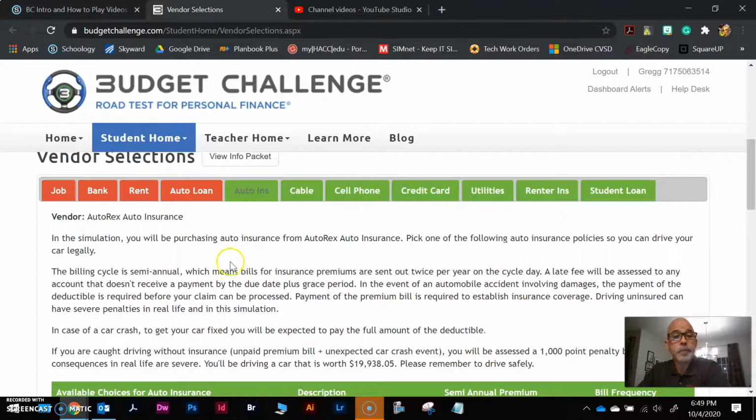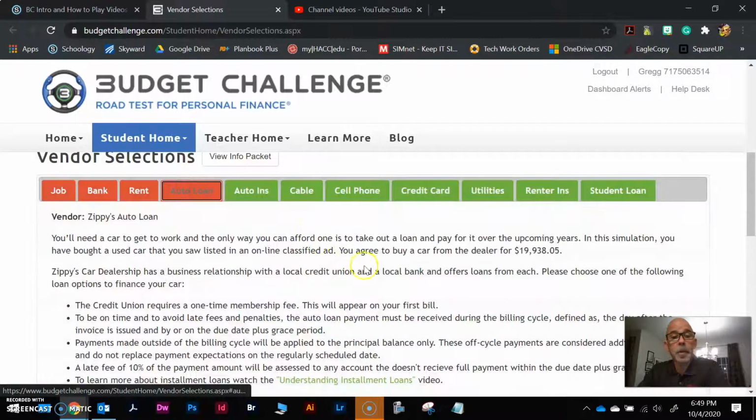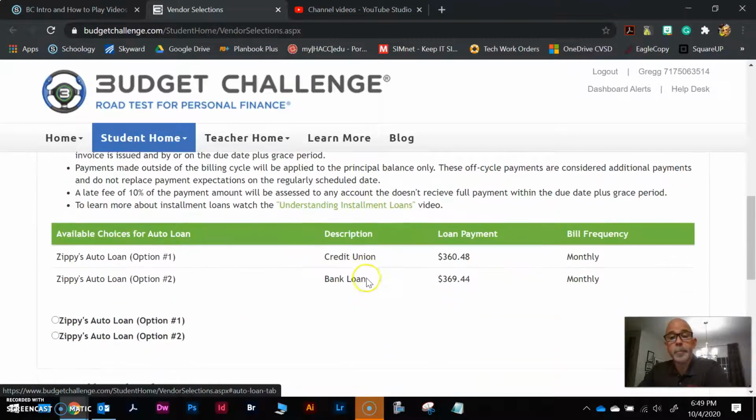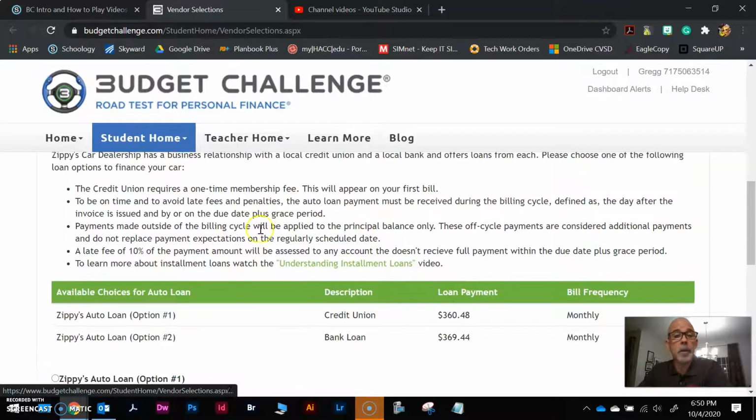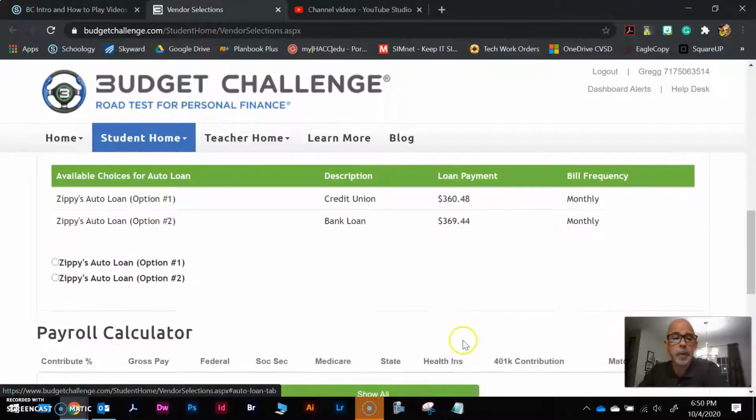Going back to your auto loan, again, loan payments will be about the same with this. I don't know all the details. I don't know how much we're borrowing, how long it is. I'm just looking at the monthly payment right here. So there's about a $9 difference between the two.